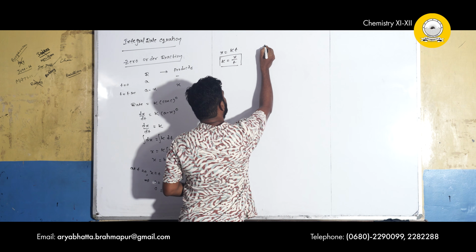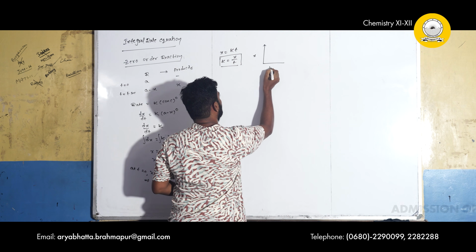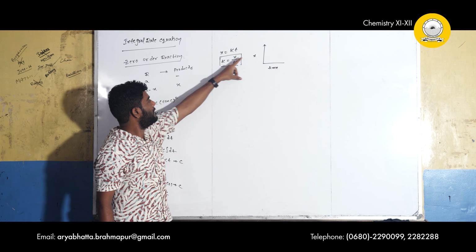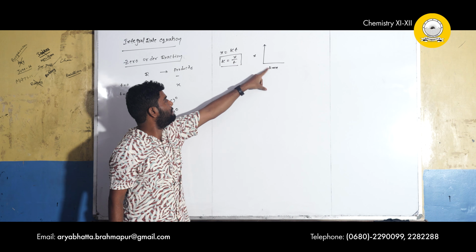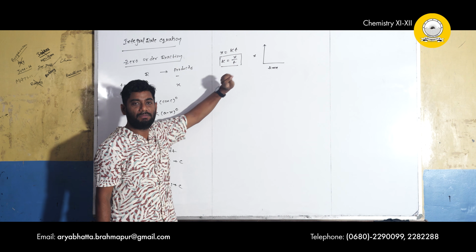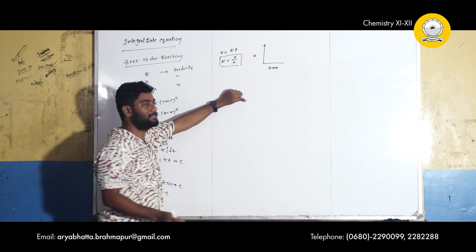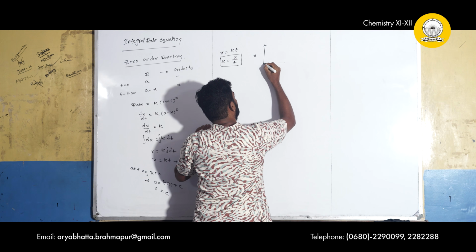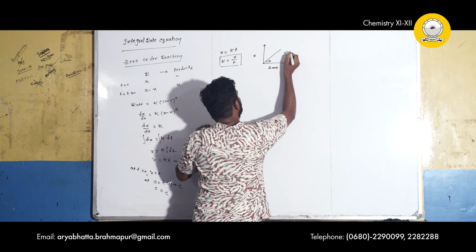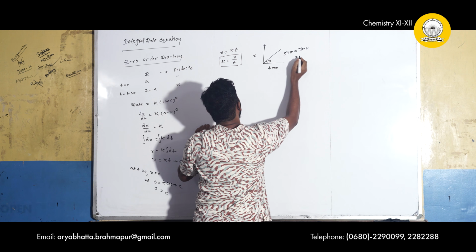Suppose a graph is asked, x versus time. What is the graph coming? x is on the y-axis and time is on the x-axis, so y equal to mx. Y equal to mx means the line passes through the origin. The angle is theta, and the slope is equal to tan theta, which is k.